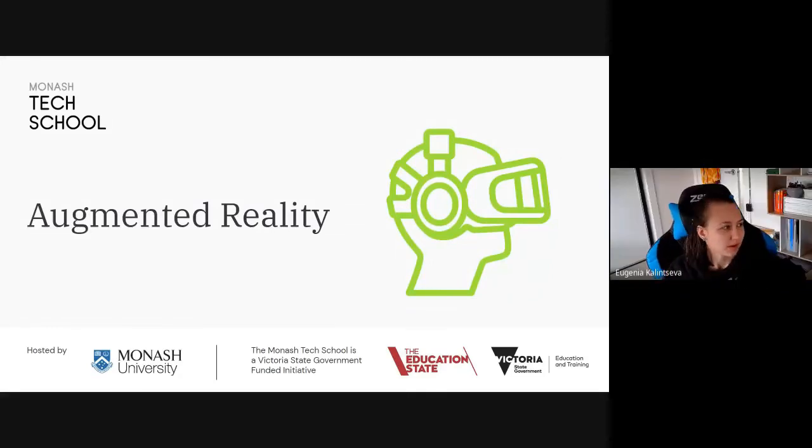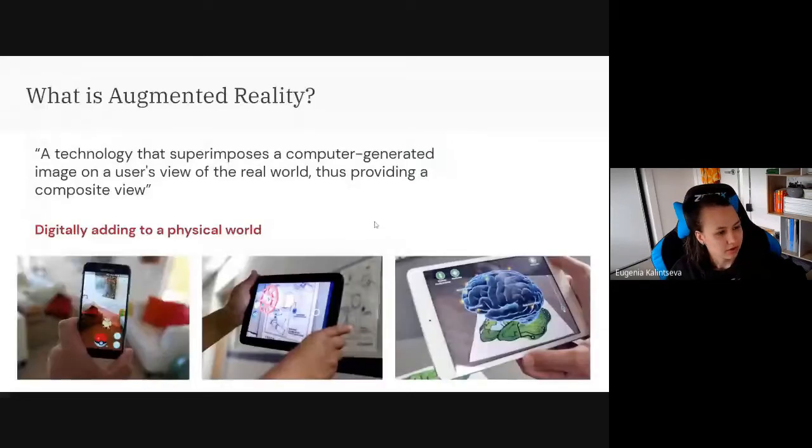Awesome, wonderful. So I'm going to be giving a brief overview of augmented reality. To start off with, I'm just going to quickly give a brief definition. The dictionary definition is a technology that superimposes a computer-generated image on a user's view of the real world, thus providing a composite view. So basically, it's digitally adding to the real world. Generally, that's through a camera. You look at the real world, and augmented reality will add something to that digitally that you actually don't have there in real life.